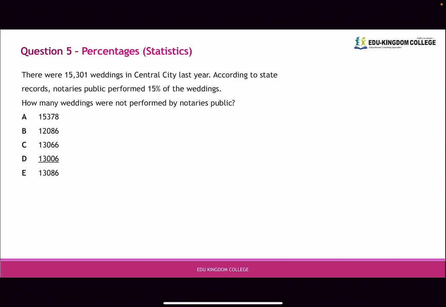Now, percentages. So remember, when we said percentages, don't take extra steps, don't calculate things separately. Make sure you calculate the final percentage in one go. So that should be 85%, because we said that 15% of the weddings are performed, so 85% aren't performed. So what we should be doing is 15,301 times 85 divided by 100. That should give you the percentage. Remember, always divide by 100 to get the percentage.